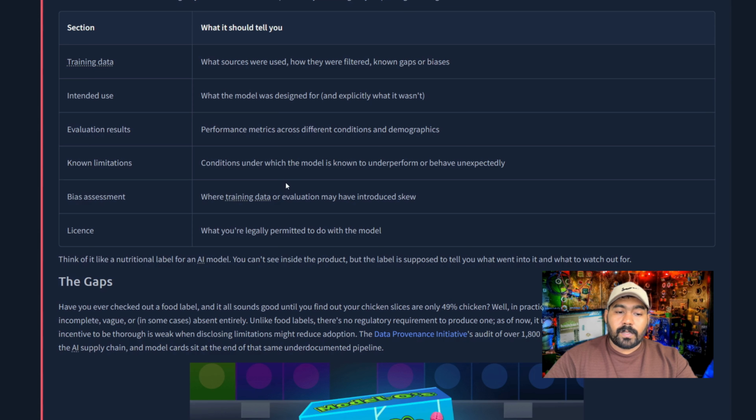The room has a great analogy. Think of it like a nutritional label for an AI model. You can't see inside the product, but the label is supposed to tell you what went into it and what to watch out for.